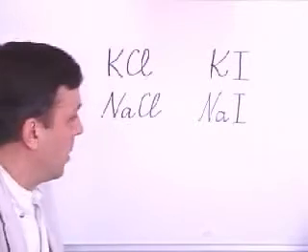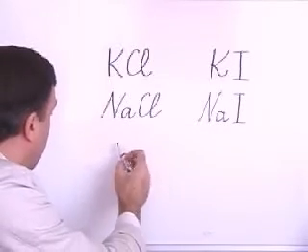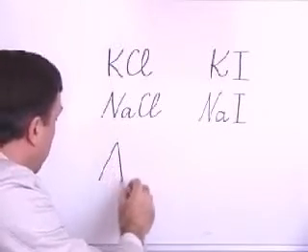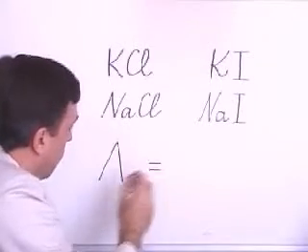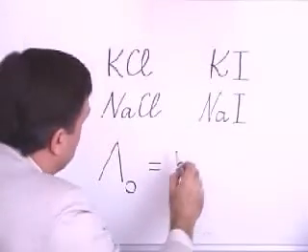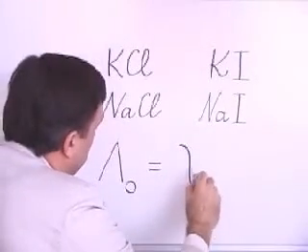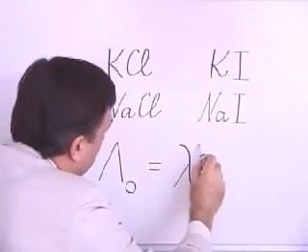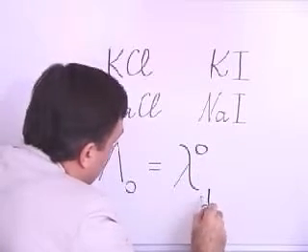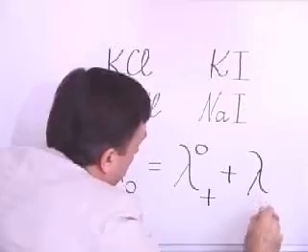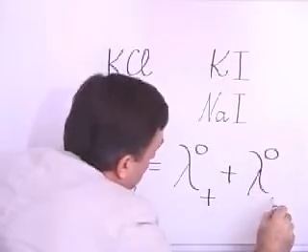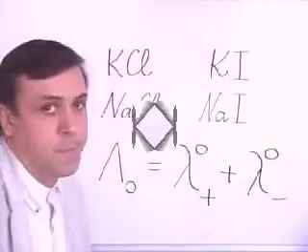Thus, we may write that the molar conductivity at infinite dilution is equal to a sum of 2 terms. The first is the molar conductivity at infinite dilution of the cations, and the second is the molar conductivity at infinite dilution of the anions.